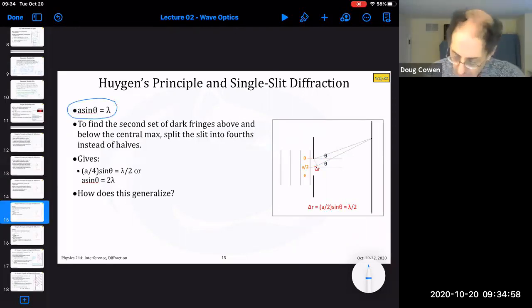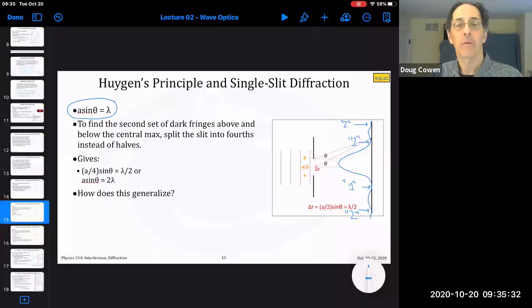Now, if you want to find the second dark fringe, so here's the first one here. There's a bright fringe right there in the middle, and a dark fringe. If you keep looking, you'll see that there's another dark fringe out here, and it keeps going. So this was just the first dark fringe here and here. So this is number 1, and here's number 2, above and below, and so on. So how do we find where number 2 is?